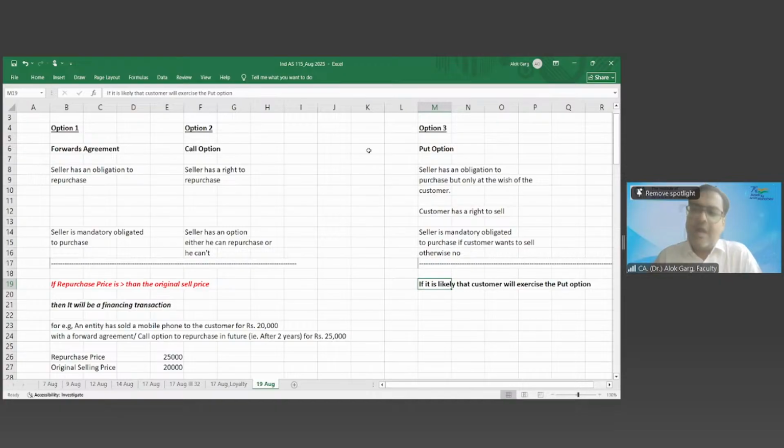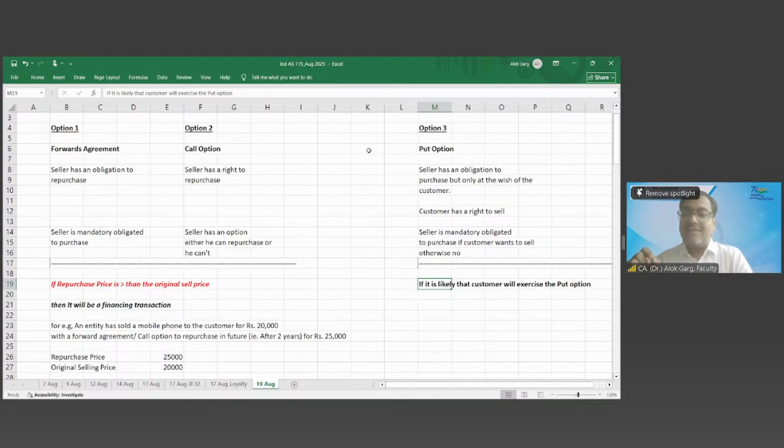Friends, now just think about customer has the put option, and it is likely, there is a high probability that yes, customer will exercise the put option, means customer will come to the seller and customer will ask, please purchase the asset. So if customer will say, please purchase the asset, then whether the seller has any choice? No, sir. He has to purchase it.